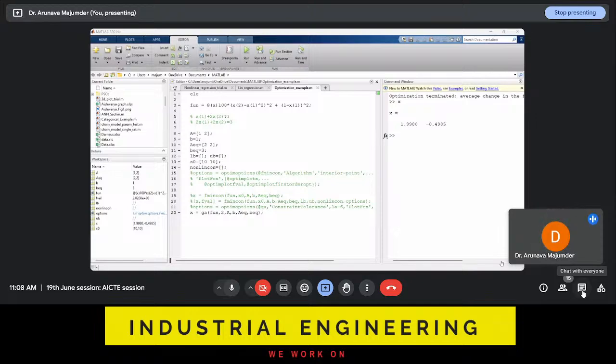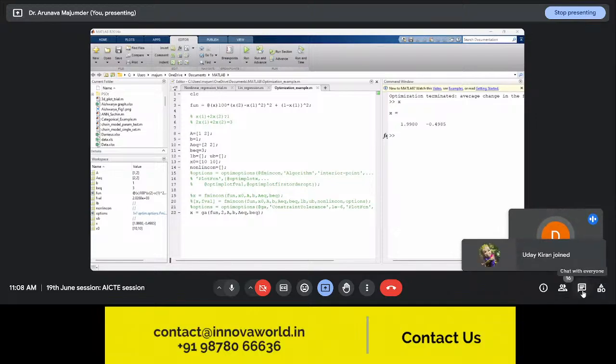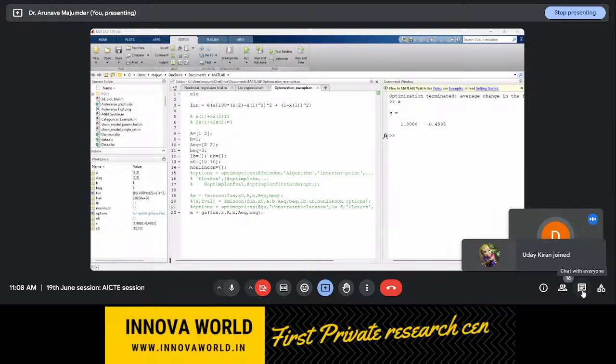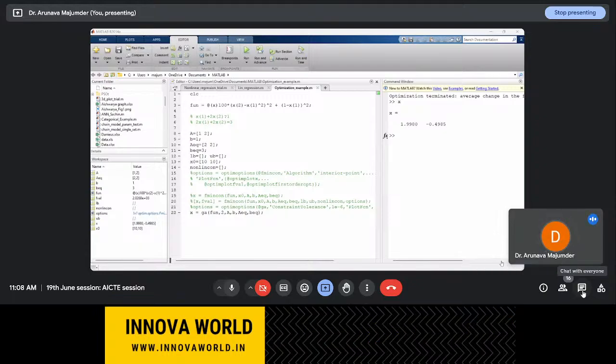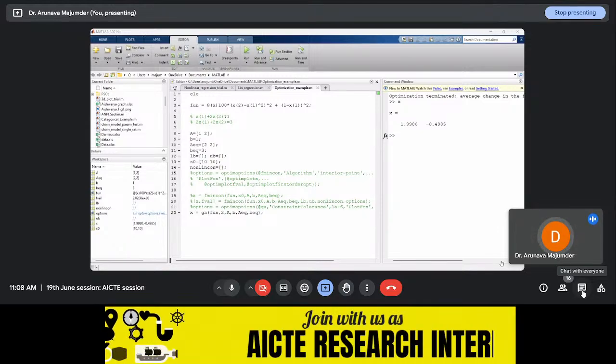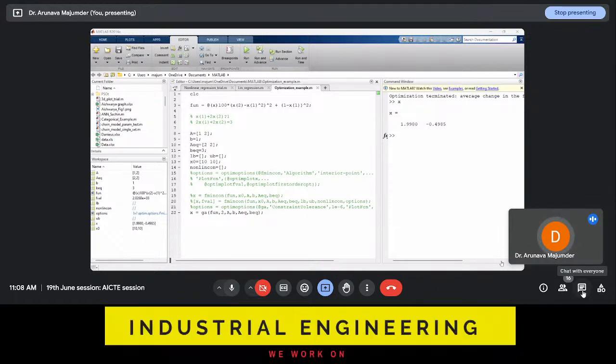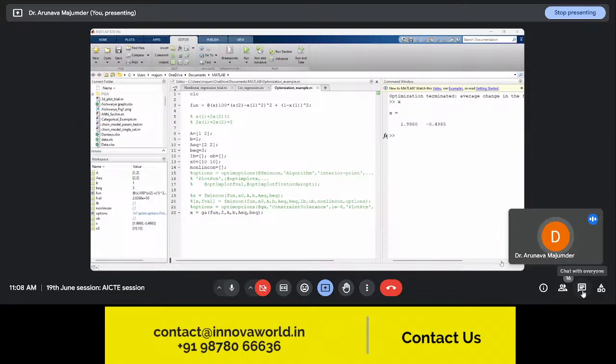Okay, so in today's class, our objective is to learn how to develop the program in MATLAB by using the existing MATLAB optimization algorithms. And the most efficient optimization algorithm which exists in MATLAB is fmincon. I already gave you a little bit of idea how fmincon works in the last class.